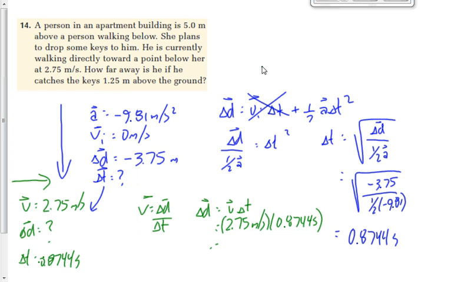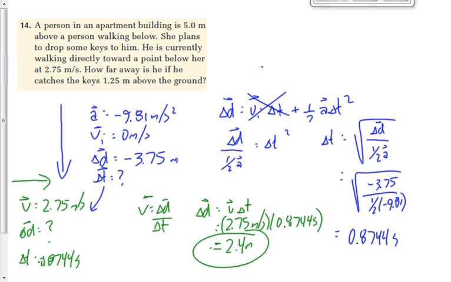2.4 meters. So how far does a guy have to walk in order to catch these keys? He has to walk 2.4 meters horizontally to catch the keys. Does that make sense?